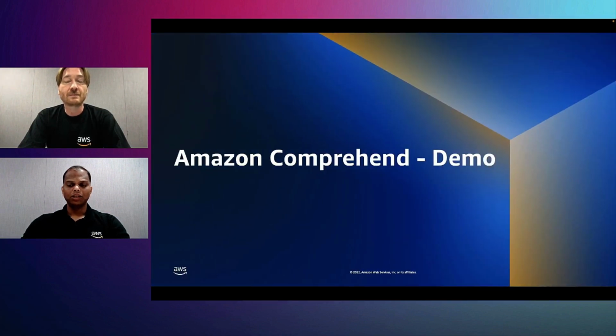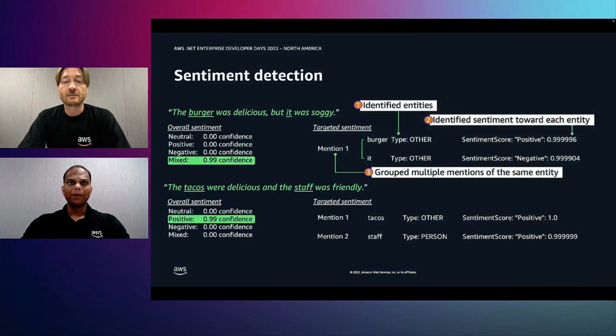Awesome. That was a pretty cool demo of the use cases that Comprehend has. But that's not all. Comprehend can do even more. As you see, it can extract entities, it can even extract key phrases, and it can even detect the sentiment. For example, as you see on the screen, the first sentence is, let's say, the burger was delicious, but it was soggy. So it's kind of a mixed sentence, as it has a positive element as well as a negative element. It was able to identify that and give the sentiment as a mixed response with 0.99 confidence.